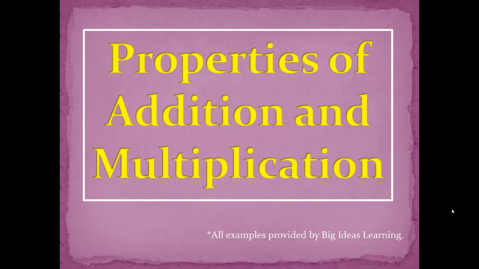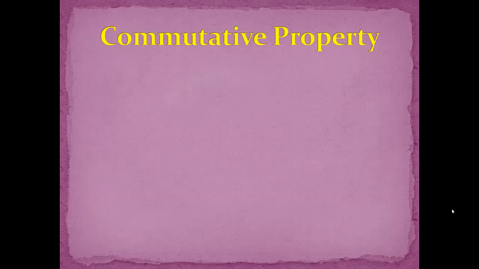Today's lesson is on the properties of addition and multiplication. First, we're going to look at the commutative property. The commutative property tells us that changing the order of addends or factors does not change the sum or product.